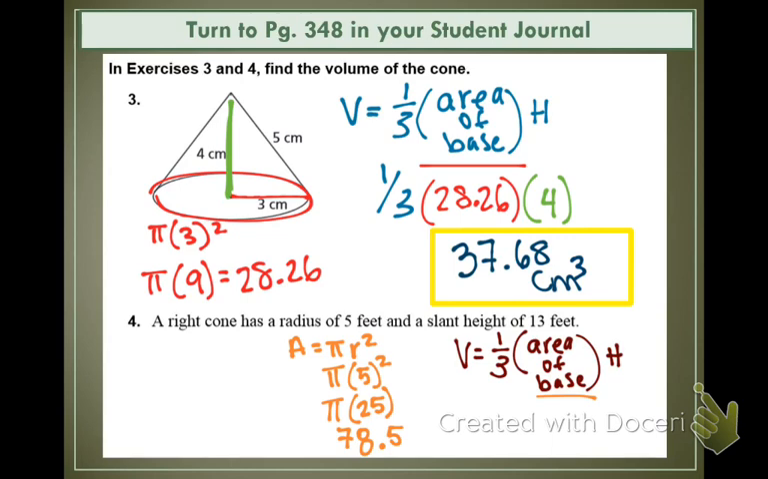So now we have 1/3 times 78.5 times the height. Do we have the correct height? No, we have the slanted height. But what kind of cone is this? A right cone. So again, you want to envision.